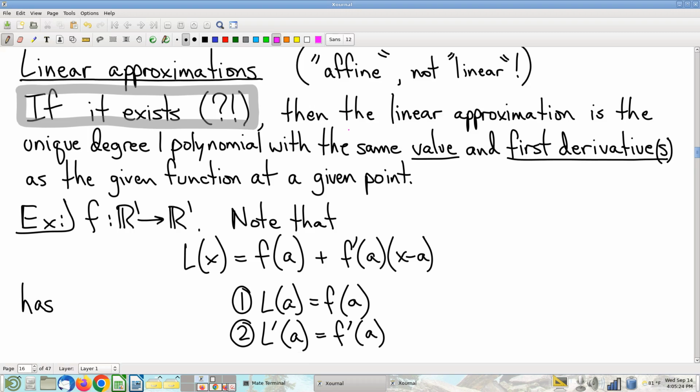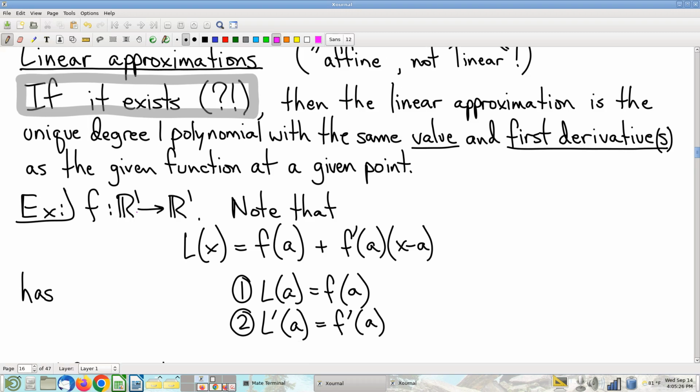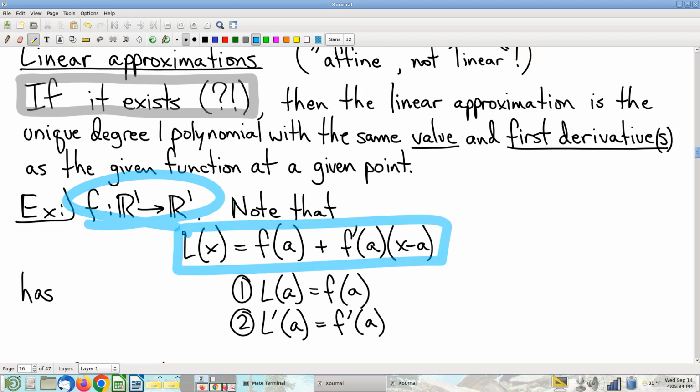So I hope you all remember single variable calculus. Well, if you have a single variable function, then this right here is the linear approximation. Does that look familiar to everybody? Yeah.